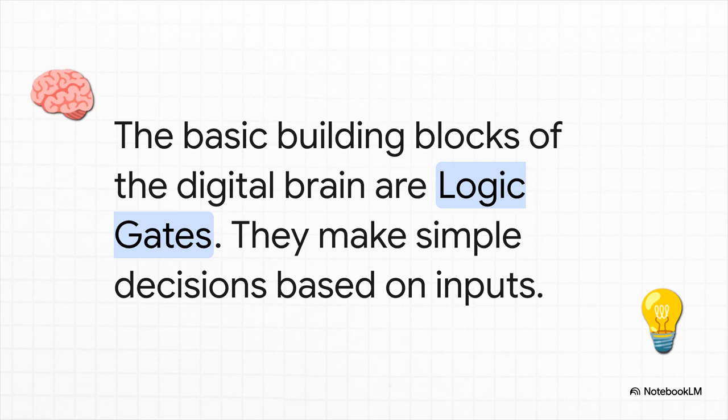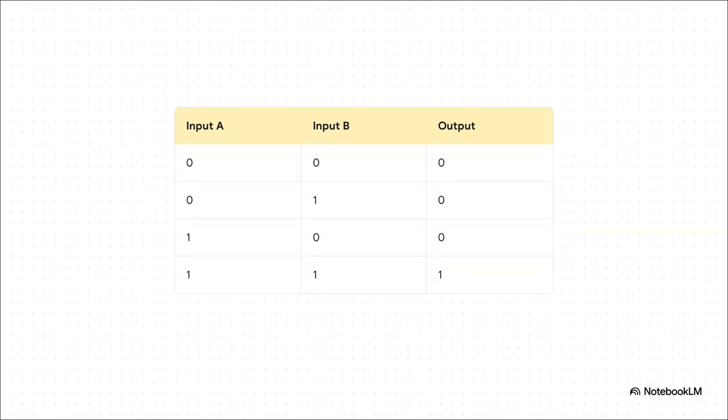They're called logic gates. You can think of them as microscopic little decision makers. They take in some zeros and ones, and based on a very simple rule, they spit out a single 0 or 1 as the answer. Let's look at one of the most basic ones, the AND gate. I like to call this the all or nothing gate. It's really strict. For it to output a 1, meaning true, both input A and input B have to be 1. If either one is a 0, the output is 0.